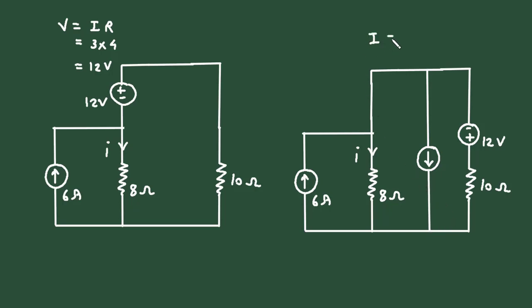Now current I is equal to V by R. The value of voltage is 12 volt and the value of resistance is 10 ohm. So it will be 1.2 ampere. So here this will be 1.2 ampere. Now here we can see this 6 ohm and this 1.2 ohm are connected in parallel. So again let's simplify this.